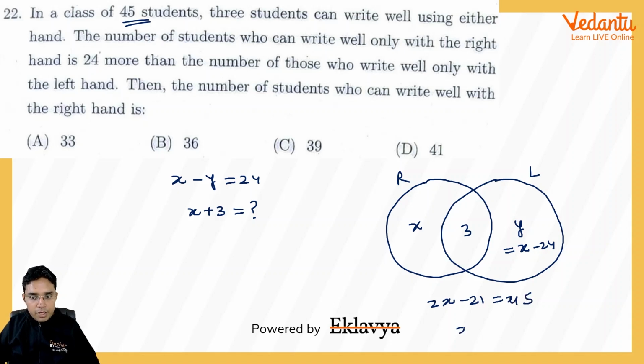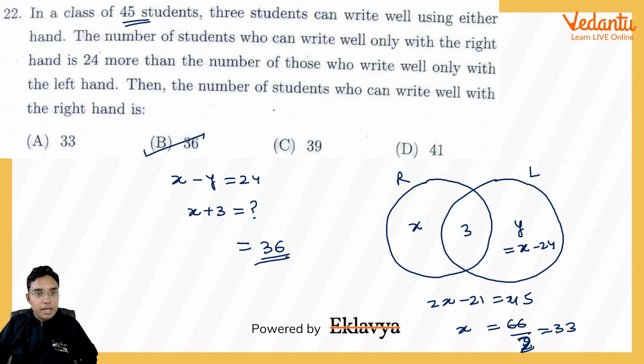here, which will give us x to be equal to 66 upon 2, that is 33. Upon 2, not 3, so 33. 66 upon 2, 33. So this will be equal to 36. So answer for this question should be B. Actually, 33 are those students who can write with right hand only. But they are asking number of students who can write well with the right hand. So it will be inclusive of this x also and those students also who can write using both their hands. So answer will be B, 36.